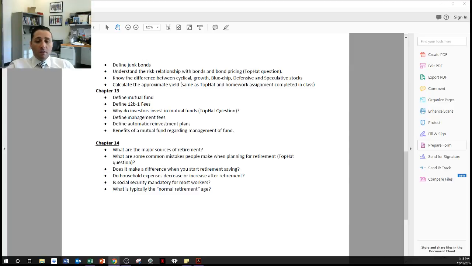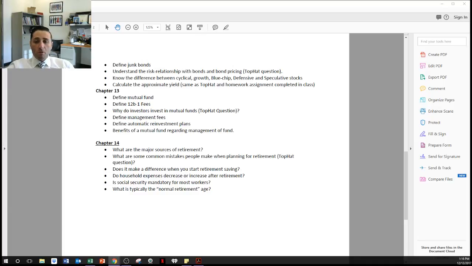Define an automatic reinvestment plan, right? What is an auto reinvestment plan that we talked about in class today? What does it mean to reinvest in the fund automatically? And then benefits of a mutual fund regarding management of a fund. Meaning this, you buy into a mutual fund because of somebody managing it, right? It's your manager. So make sure you understand why you would buy into that mutual fund. What's the point of it when you invest in a mutual fund?